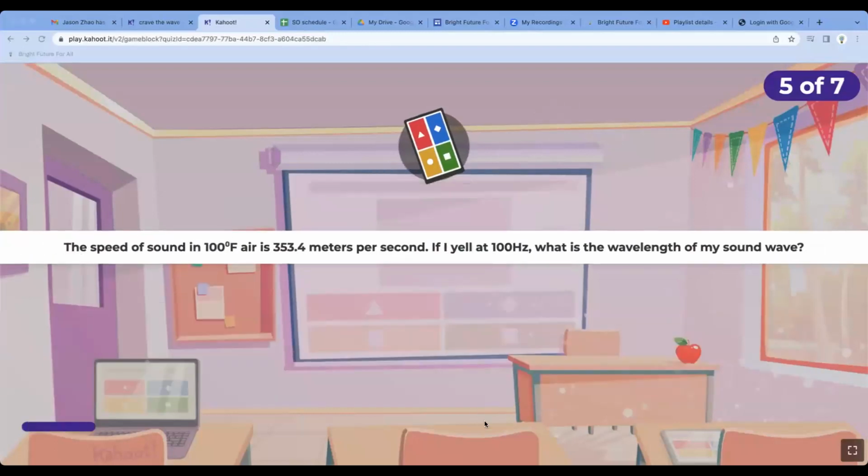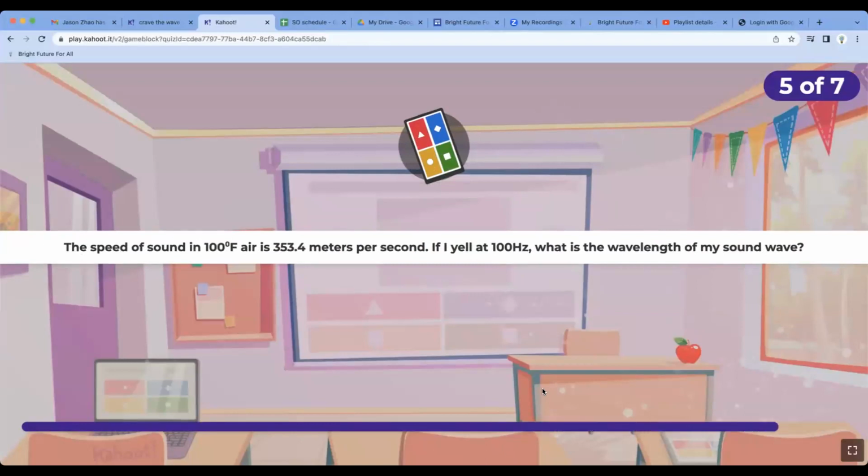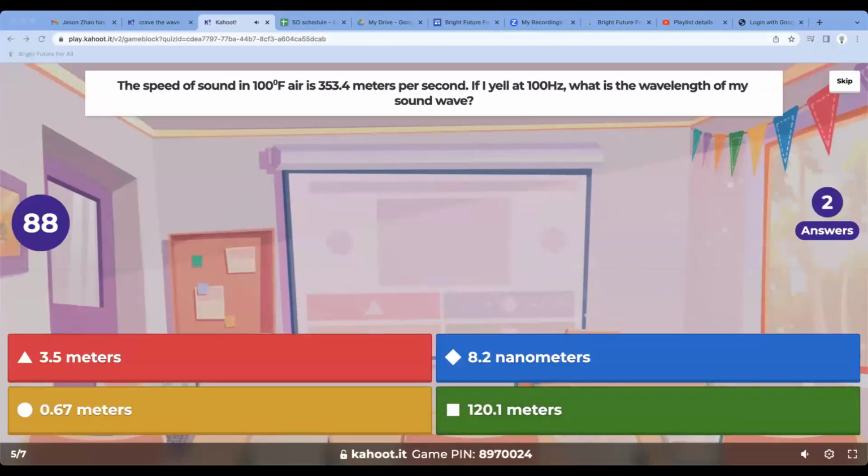All right, these may be a bit hard, but remember that hertz, the symbol is just the unit for frequency. And remember the equation V equals lambda F.